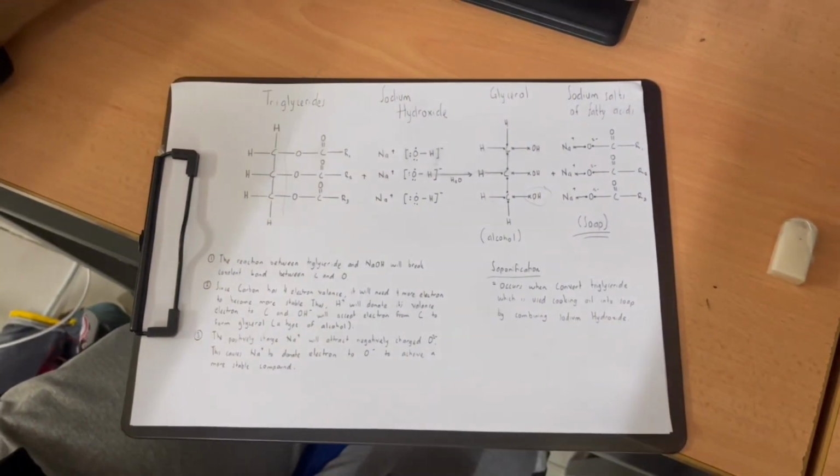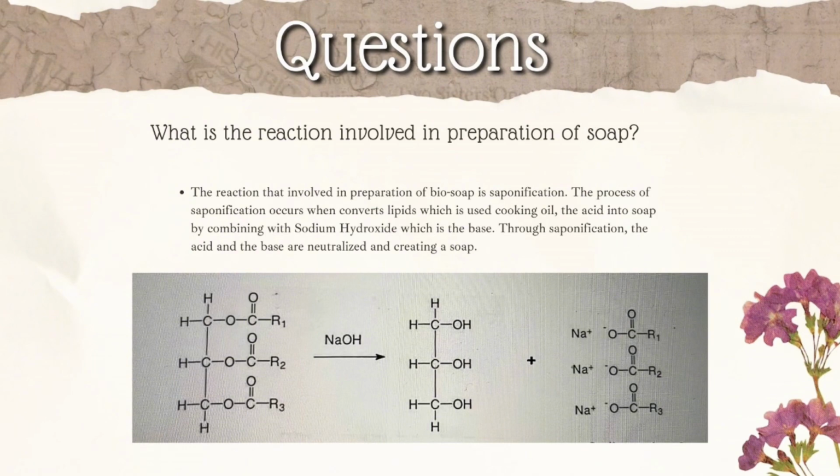Okay, let's see what the reaction involved in the preparation of soap is. The reaction involved in the preparation of biosoap is saponification. The process of saponification occurs when lipids, which is used cooking oil, the acid, is converted into soap by combining with sodium hydroxide, which is the base. Through saponification, the acid and the base are neutralized, creating a soap.